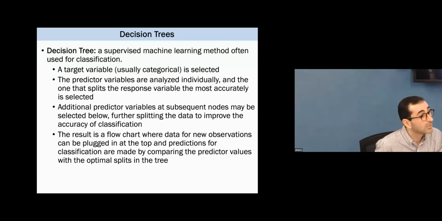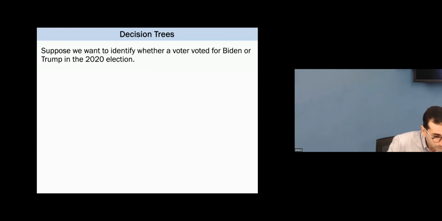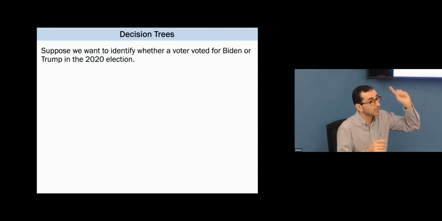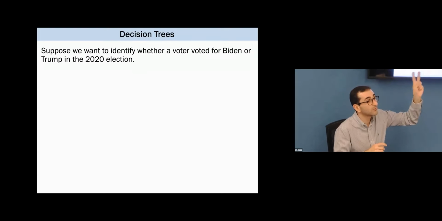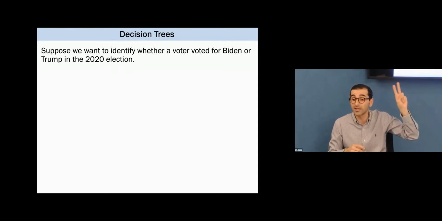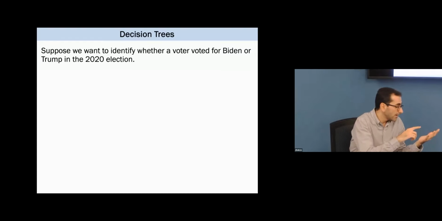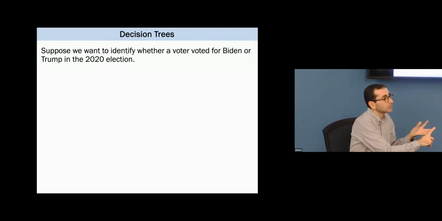Now let's see an example so that we can understand what is a decision tree. Let's say we're back in our scenario where I want to see whether a voter will vote for Biden or for Trump in the 2020 election. The first thing that we need is a response, right? So what is the response? It has 2 categories. You either vote for Biden or you vote for Trump. So this is a classification problem. Now I have different variables. Maybe I have information about what is their political party, where do they live, what is their education, maybe their age.